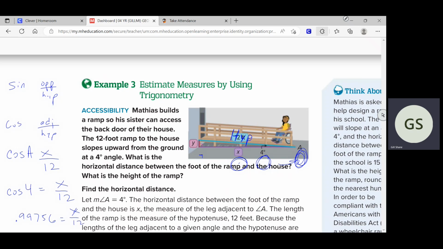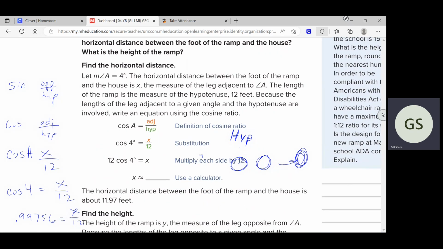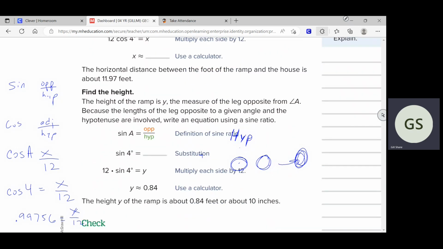So if you go through and solve for y first, you'd have to use opposite over hypotenuse. So you'd say y over 12, you'd take the sine of 4 instead of the cosine of it, set them equal, and then solve for y, and you get 0.84. They show you how to do that. Pretty sure they do that whole problem for you. Yeah, and that's the answer you get when you solve for y.